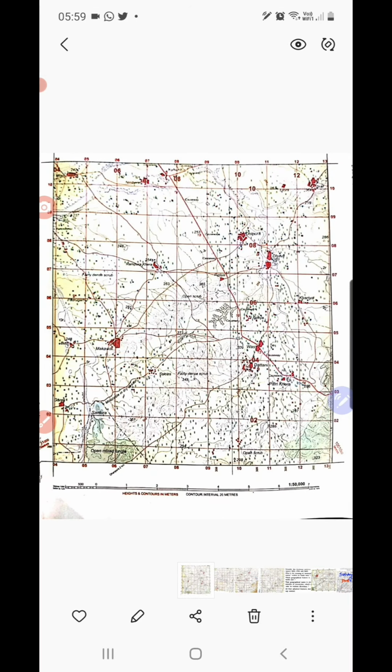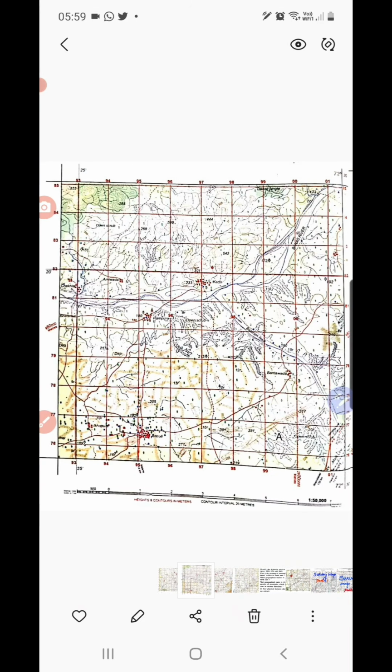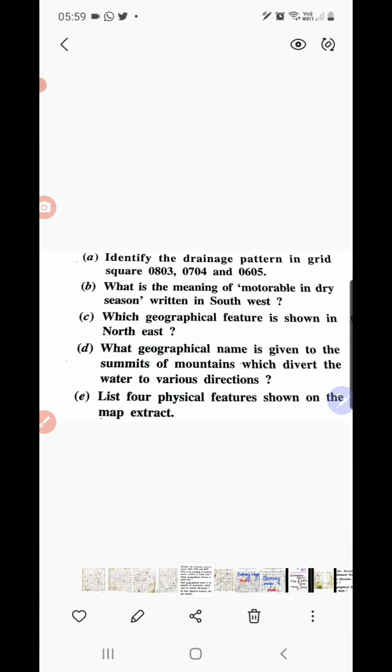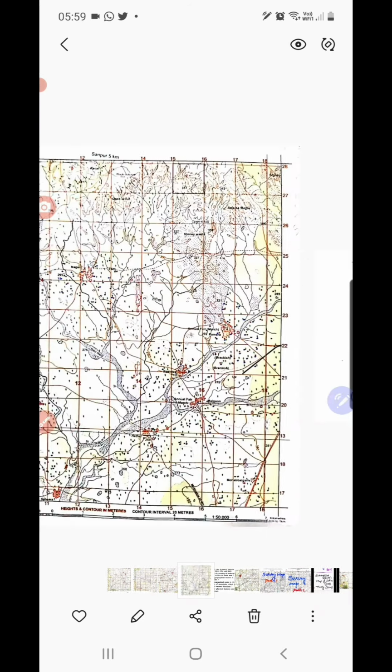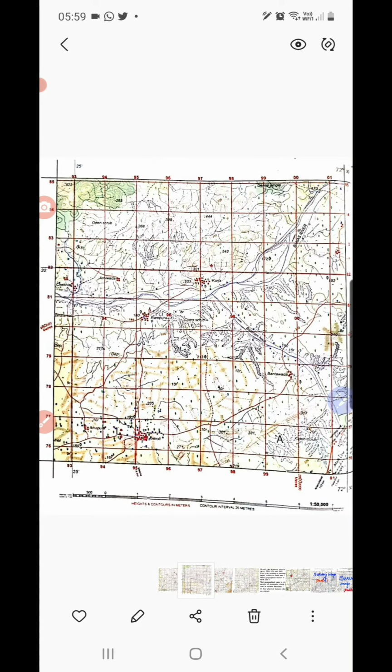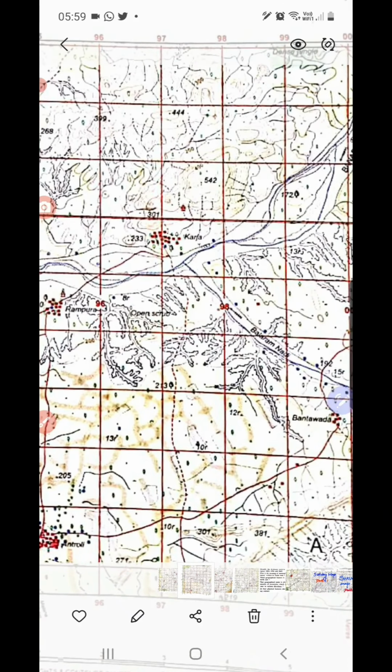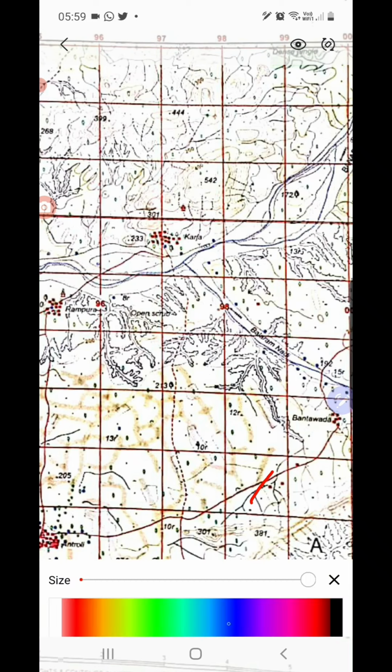It is the spot height. Yes, here, if you observe clearly, you can see a dot, then a black numbering. This is called spot height. You can see dot 444. This is also spot height.